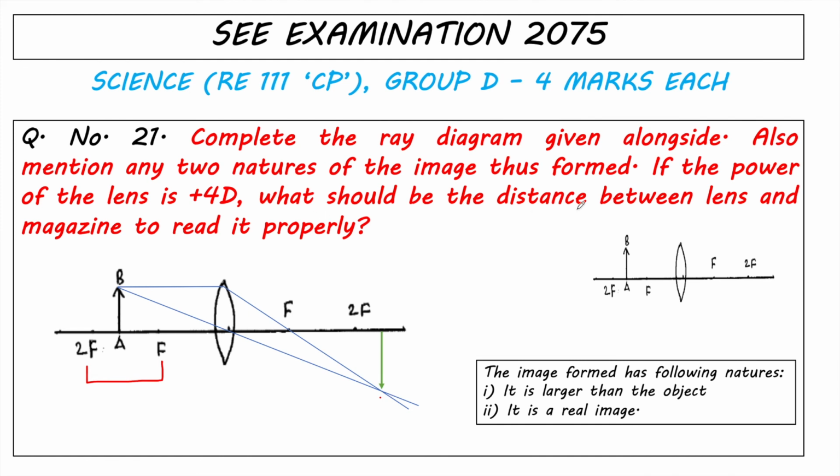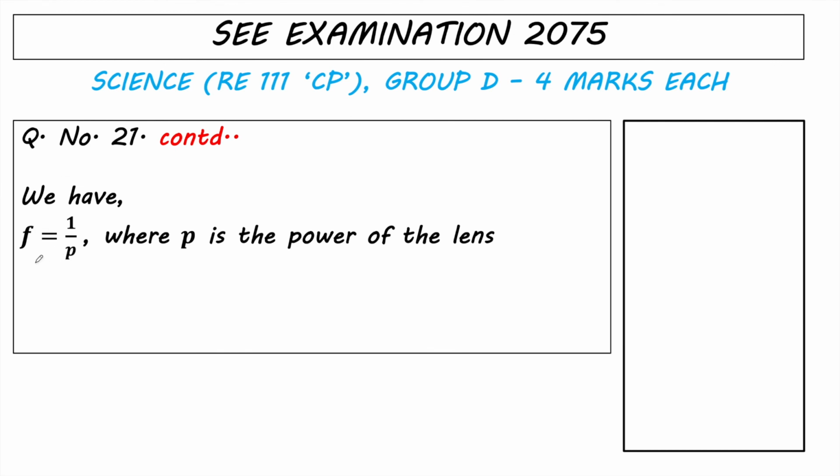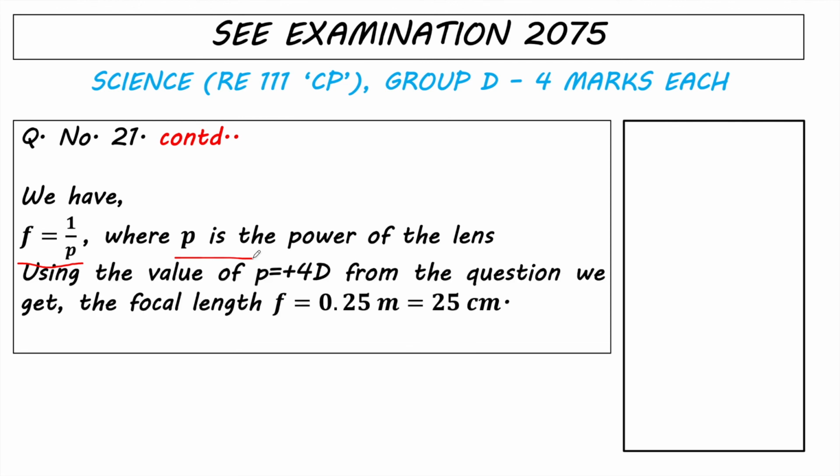Now, continuing on question number 21, we're trying to solve the second part of the question. What should be the distance between lens and magazine to read it properly? What we should find here is the focal distance of the lens. So we use this equation, f equals 1 over p, where p is the power of the lens. Substituting the value of p given, p equals plus 4D, we'll find that the focal length f is 25 centimeters, and this is the minimum distance required for us to read the magazine properly.